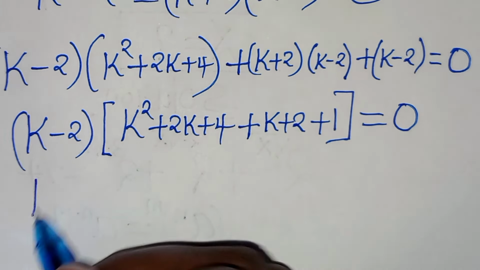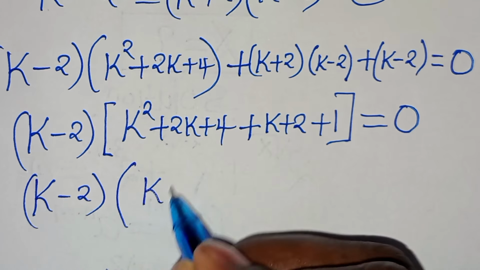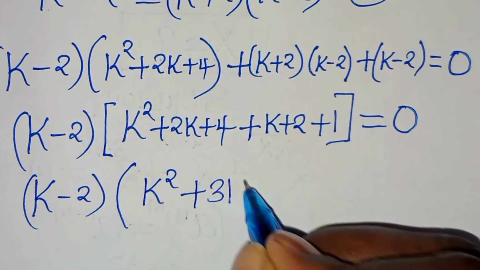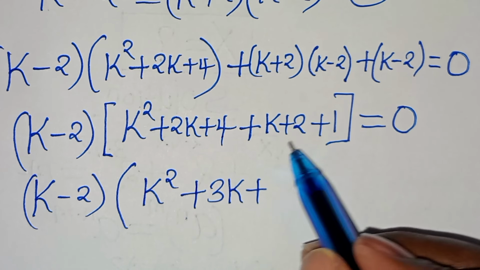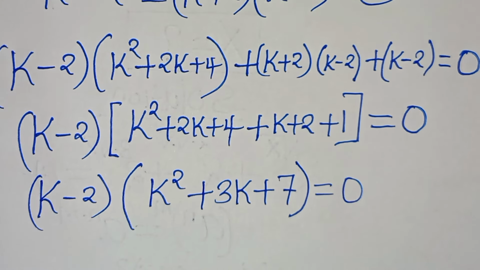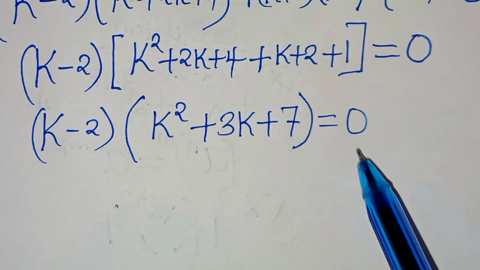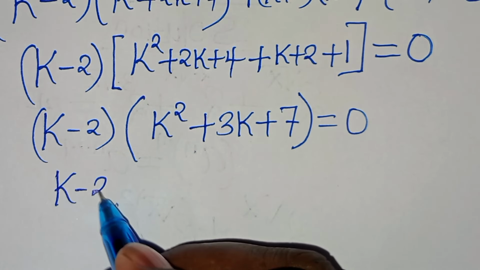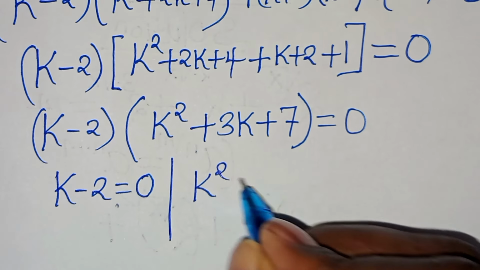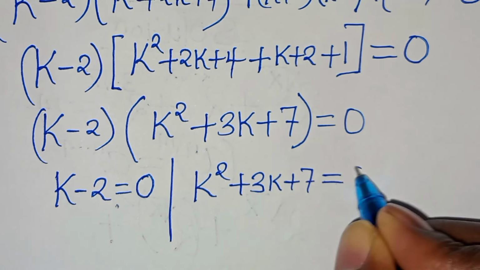Now, we have k minus 2, and here we have k squared, 2k plus k, this is 3k, then plus 4 plus 2, this is 6, plus 1, this is 7, and this is equal to 0. So now we have got two parts here. The first part is k minus 2 equal to 0, and we have k squared plus 3k plus 7 equal to 0.